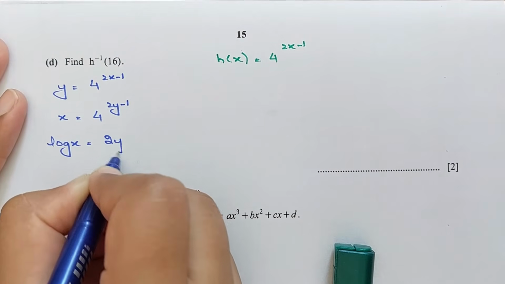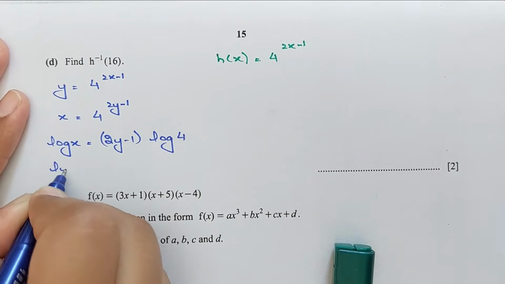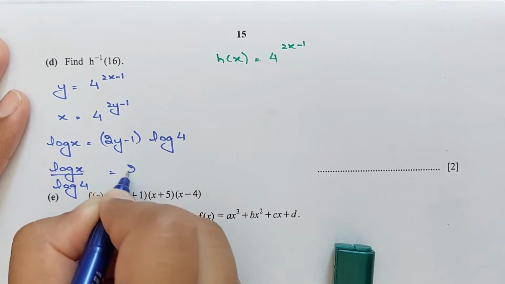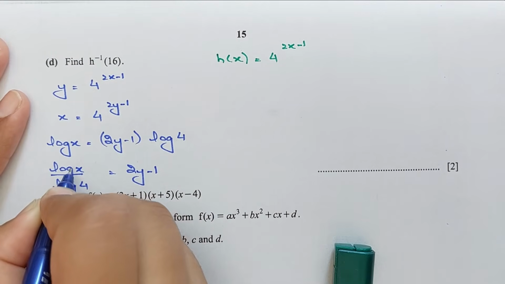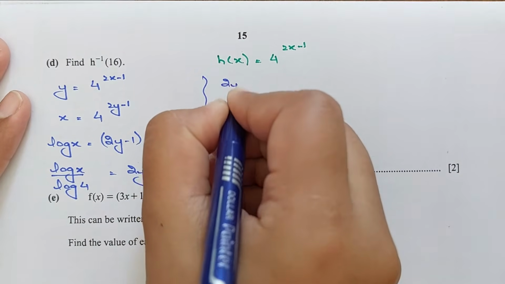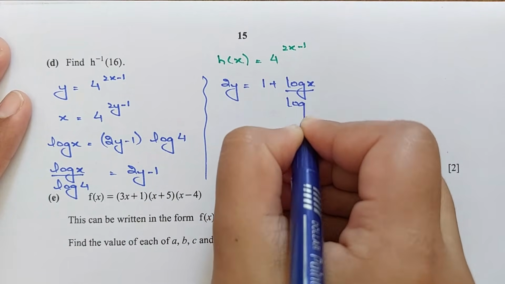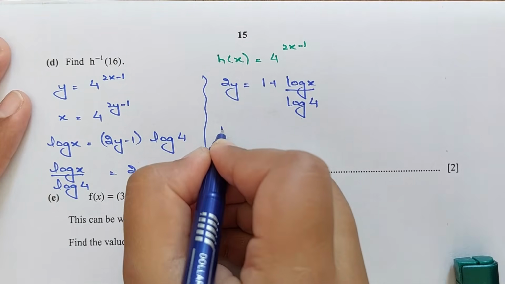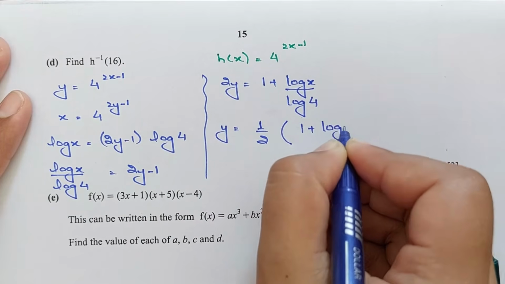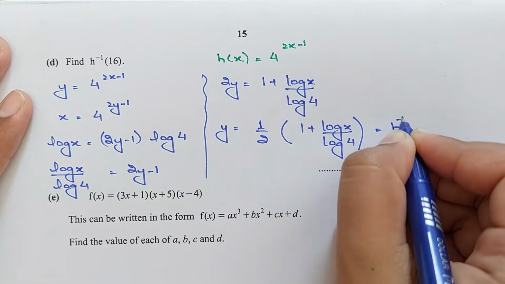power comes before the log. 2y minus 1 is the power, and log 4. Now solving for y. Log x divided by log 4 is equal to 2y minus 1. And then now shifting 1 to the other side becomes plus 1. So 2y equals 1 plus log x over log 4, and then dividing both by 2. So y is equal to 1 by 2 into 1 plus log x over log 4. This is equal to my h inverse of x.